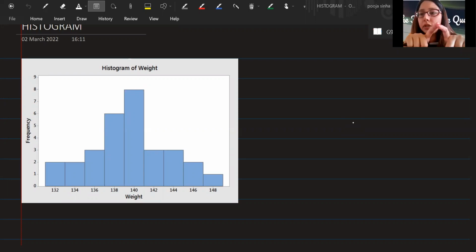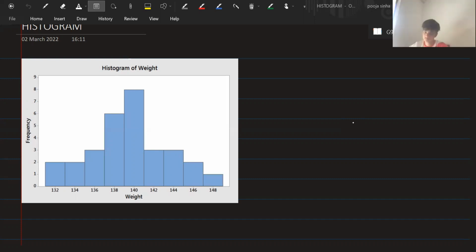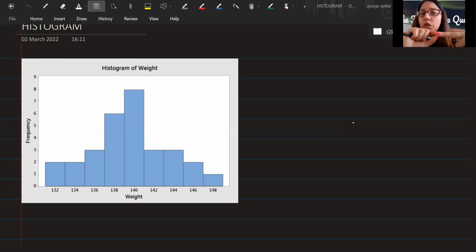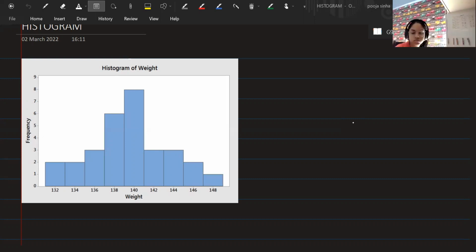Did we understand this much? I will repeat my 3 pointers here. First, in a histogram, the frequency of a data is shown by the area of each bar. Okay. Now, each bar resembles a rectangle. So when I say area, then I mean length into breadth.